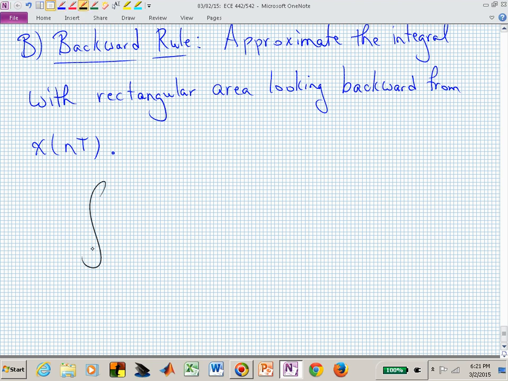Which means now if we have this integral from nT minus T up to nT of x of tau d tau, we are now approximating that with the width, which is our sample period, but now we're looking back from the most distant point, little n capital T, or the value of x at that point.